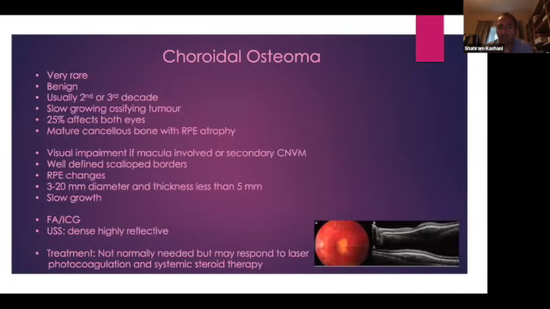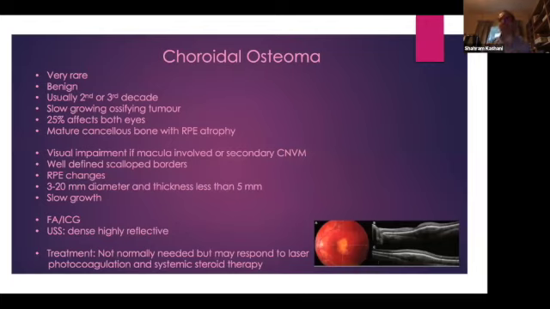Osteoma is similar to a hemangioma in its outlook, except that unlike a hemangioma, it tends to present in the second or the third decade of life. It's slowly growing, and in 25%, it can be present in both eyes. And essentially, it's mature bone within the choroid. And you can get RPE atrophy on top.